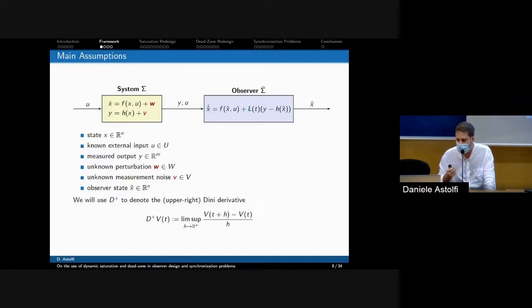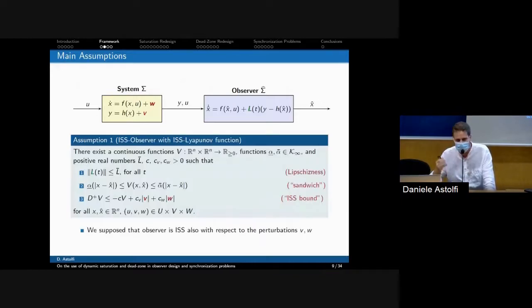Along the presentation, we will use this notation for the derivative, which is the upper right Dini derivative. It's just an extension of the concept of derivative for functions that may be differentiable only from one side, not the other. Just consider it as a derivative. It's not very complicated. So this is the first assumption that we are going to make. We suppose that the observer is an ISS observer characterized by an ISS Lyapunov function.